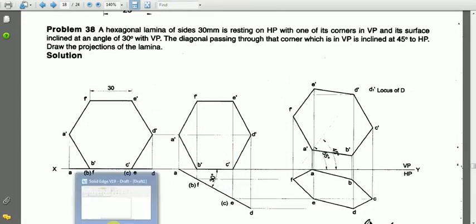Now we'll solve this problem. It is resting on VP, because of that we have to consider the VP angle first. The lamina is at 30 degrees to VP and 45 degrees to HP. So 30 degrees to VP we consider first, then we will go for the HP angle of 45 degrees. I will solve this problem.